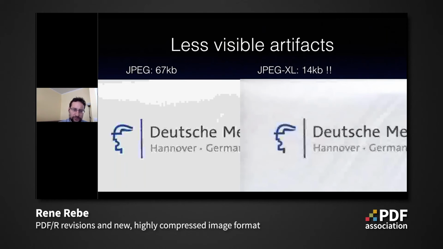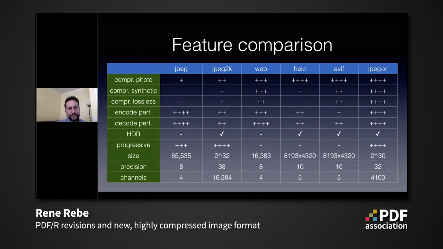And again, here you also see the blockiness and loss of image detail of JPEG compared to JPEG XL, which can much better model gradients and details. I created a feature overview that's probably best for you to look into the PDF handout if you like to.